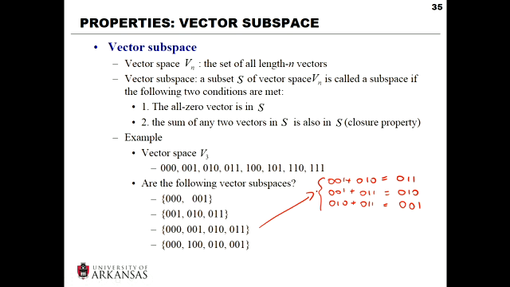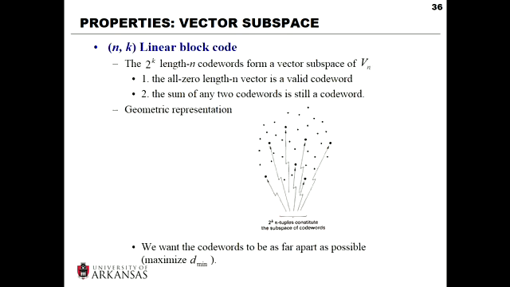And for the last one, 100 plus 010 is 110. 110 is not in the subset. So this is not a subspace, and the previous one is a subspace. It's pretty straightforward. Any question? So for linear block code, it has to be a subspace. We just verified that by its definition.